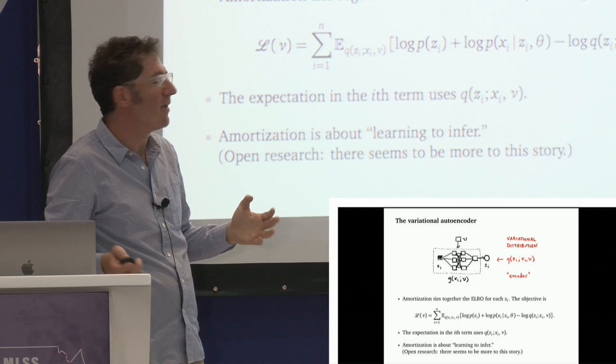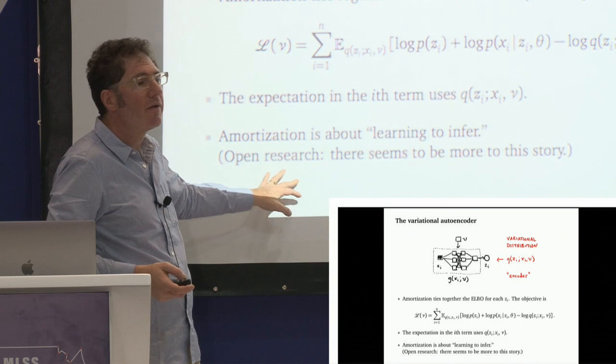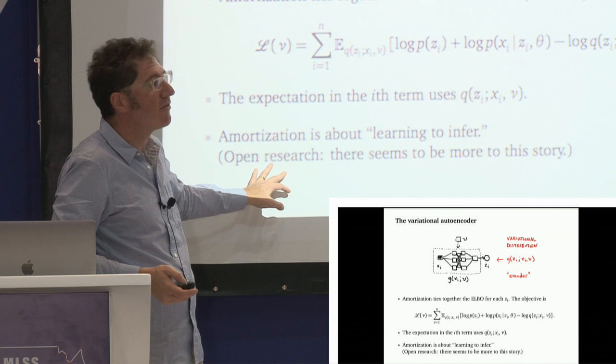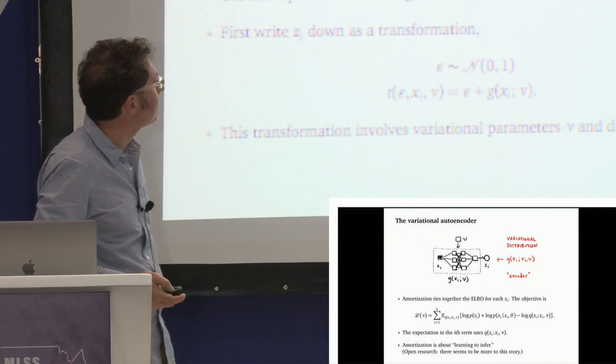And personally, I think there's more to this story. This works well. I don't think we're sure why. And there are a lot of interesting connections to ideas in statistics like empirical Bayes and hierarchical modeling, but this is all open research. Okay, but we can still describe what a variational autoencoder is.